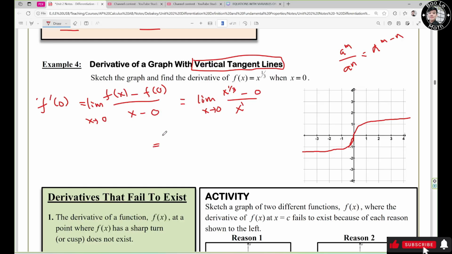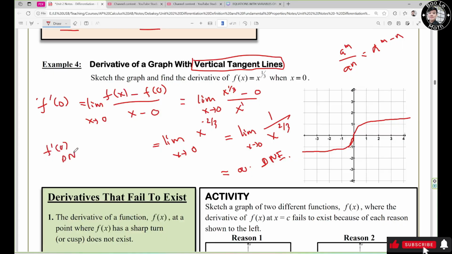So it's gonna be the limit of x to the power of negative 2/3 when x approaches 0, which is the same thing as the limit of 1 over x to the power of 2/3 when x approaches 0, right? And then it's gonna be infinity, right? This guy is the same thing as does not exist, right? So we can conclude that f prime of 0 does not exist.